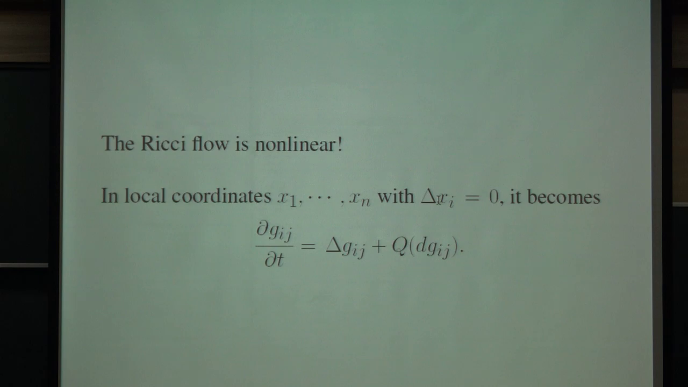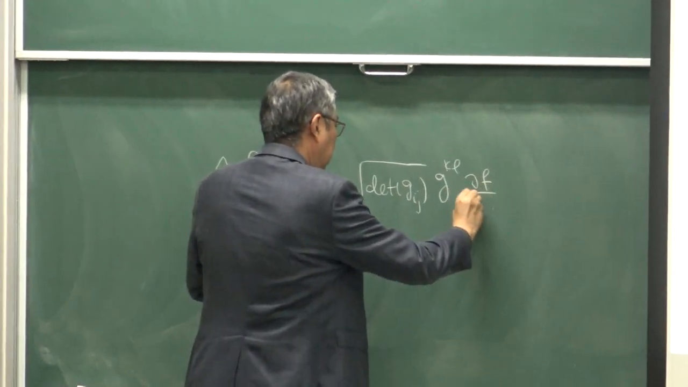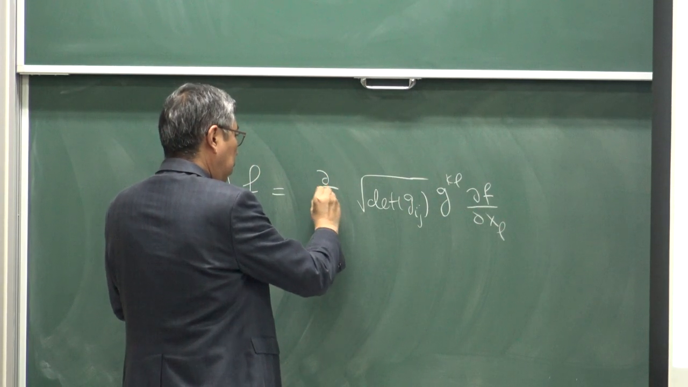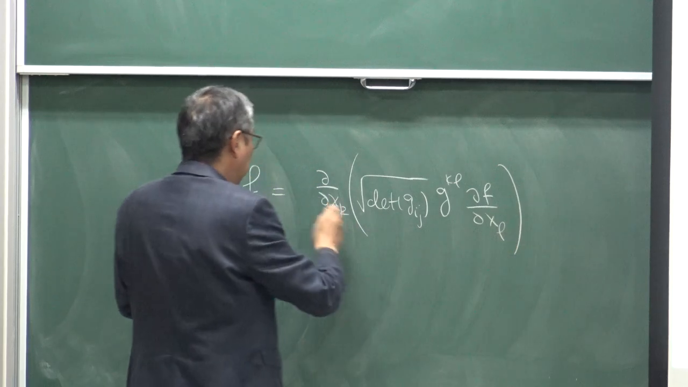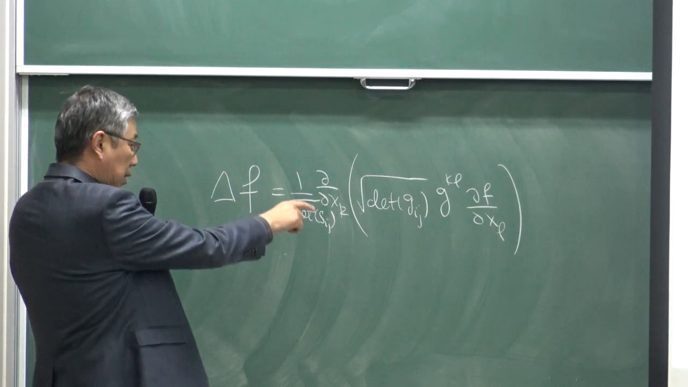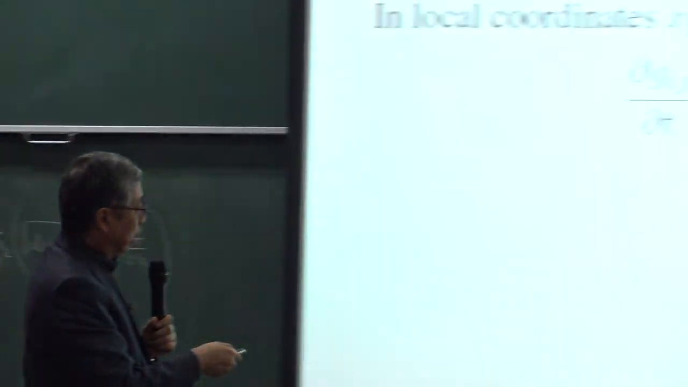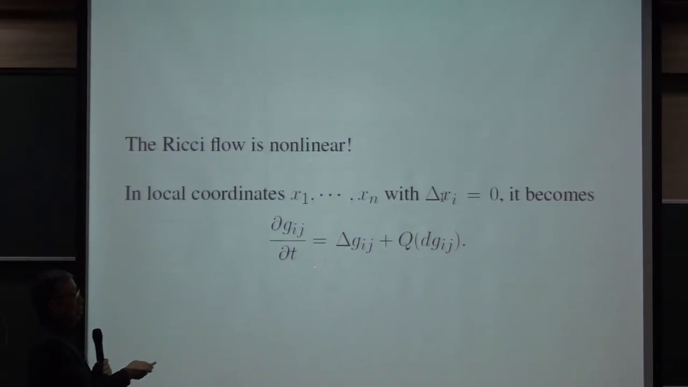So the Laplacian is basically defined acting on a function f. It's just the determinant of g_ij, and the inverse g^{kl}, and df/dx_l, and then divided by the determinant. So that's the Laplacian operator for any given metric. So you can see it is nonlinear, and it's also kind of like a parabolic equation. This term means it's quadratic in the derivative of the metric tensors.